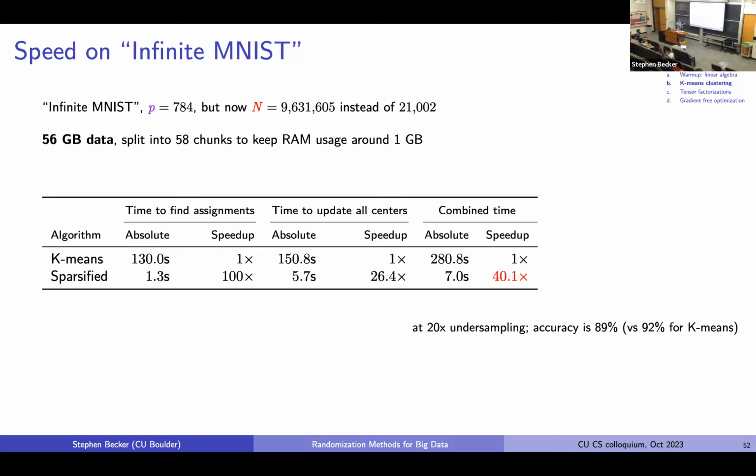I did 20 times undersampling. So I did a lot of sparsification. Now it's 20 times smaller than this. That's easy enough to fit on my laptop, even with the overhead for the sparse matrix. And when I do that, it's much faster than loading the whole thing in and doing classical k-means, because that takes many passes, so it's very slow. So I have a 40 times speed up.